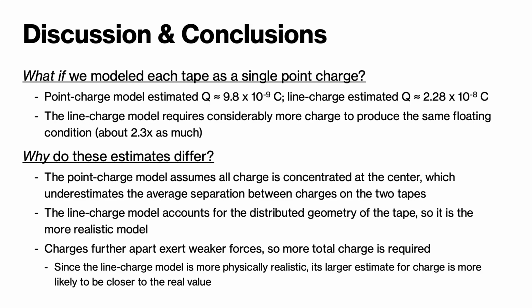These estimates differ because the point charge model assumes all charge is concentrated at the center, which underestimates the average separation between charges. The line charge model accounts for the distributed geometry of the tape and is therefore more physically realistic. And for that reason, the larger charge estimate from the line charge model is more likely to be closer to the true value.